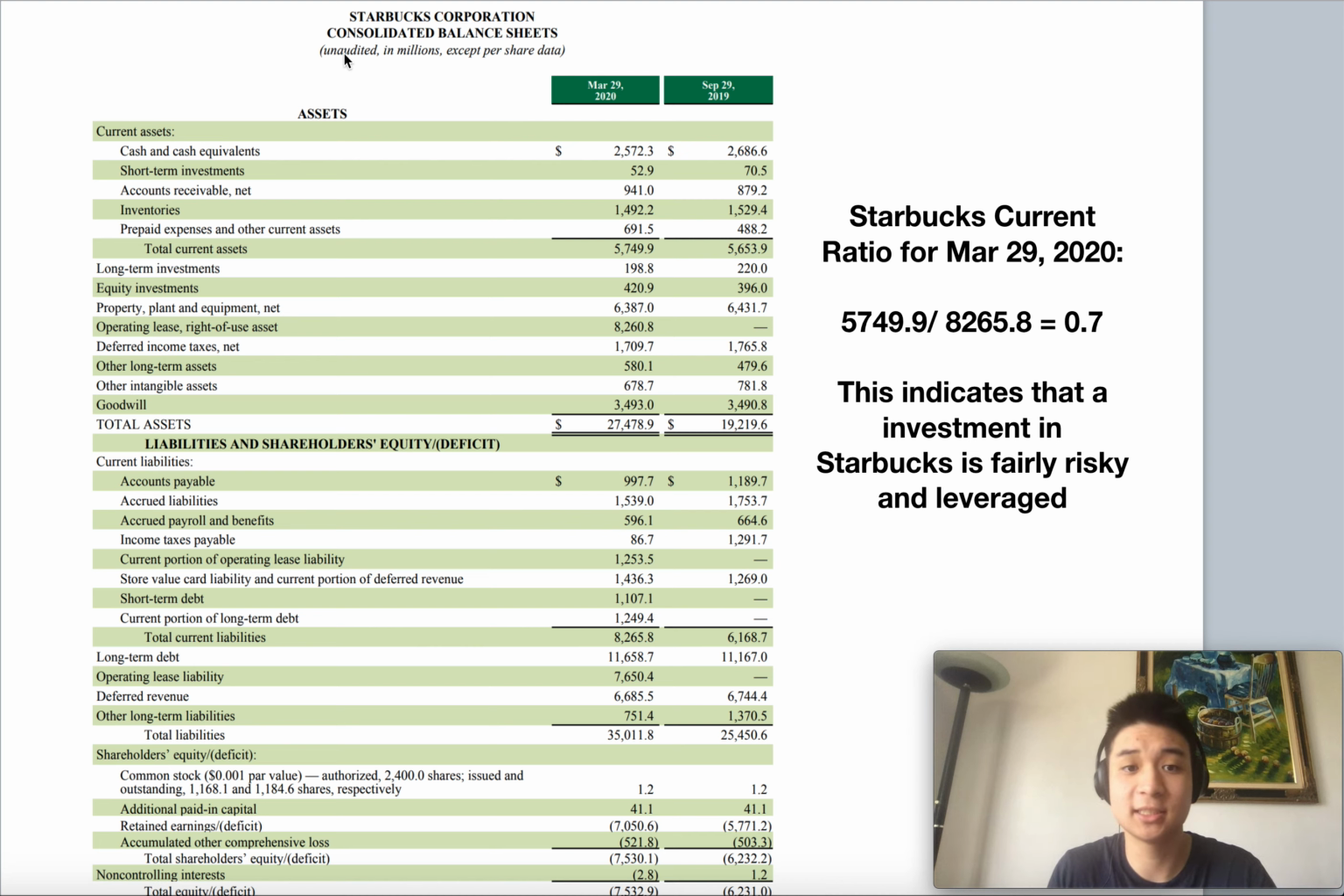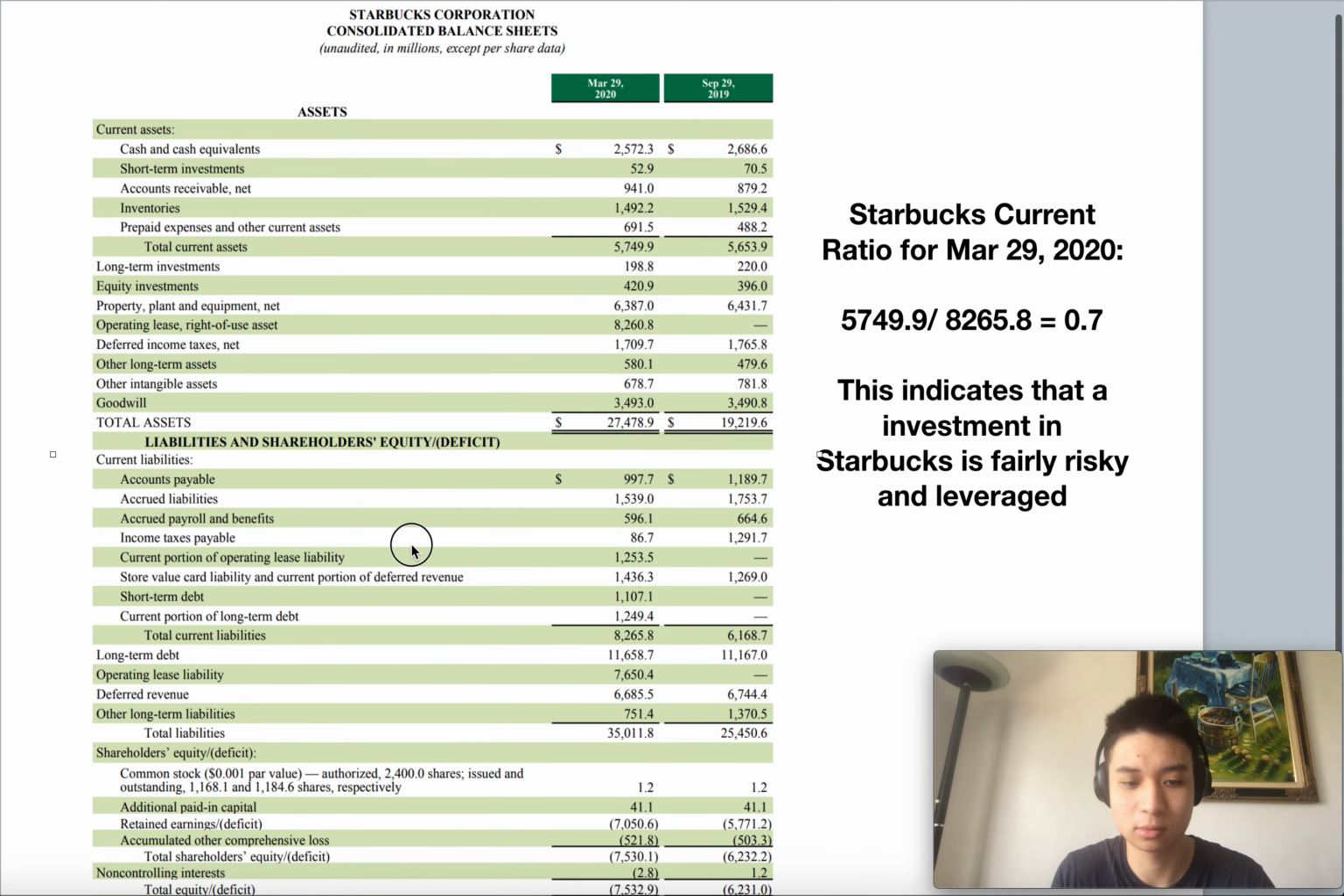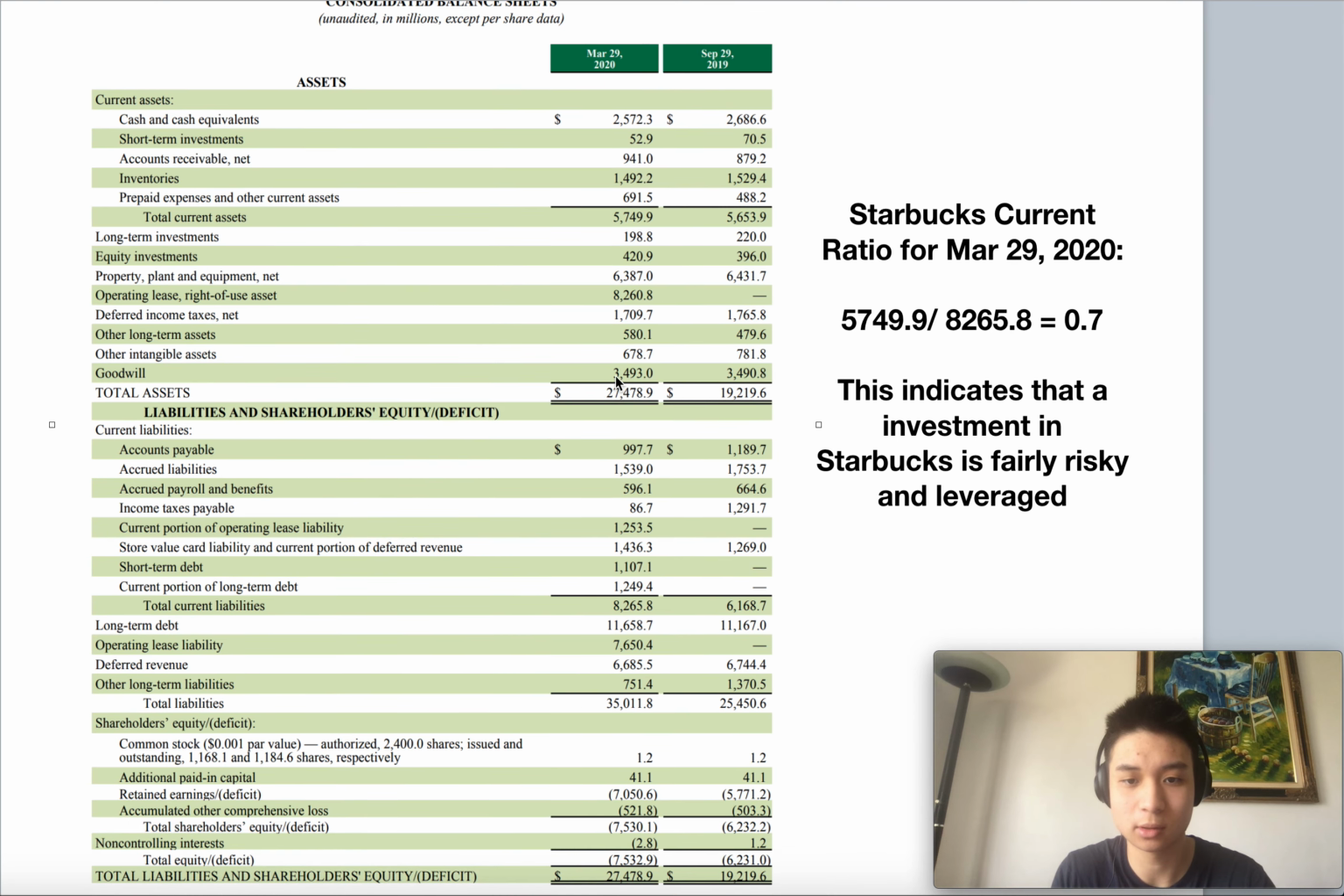So this is the Starbucks 2020 quarter 2 balance sheet. And here you can see these are the assets. Over here, they record the liabilities and shareholders' equity. And you can see how these always balance out. Over here, for example, March 29, 2020, the total assets is $27,478.9, and it's the same here with the total liabilities and shareholders' equity.